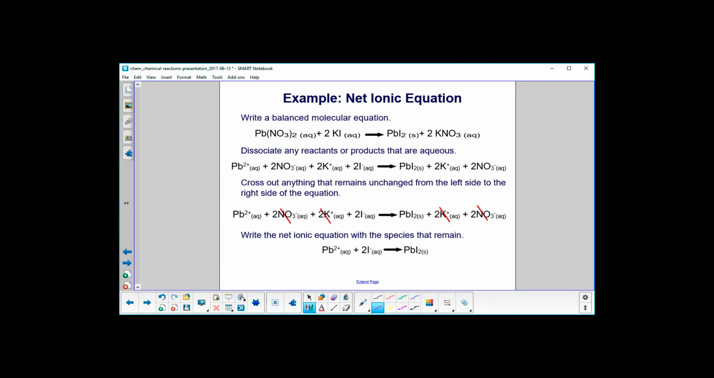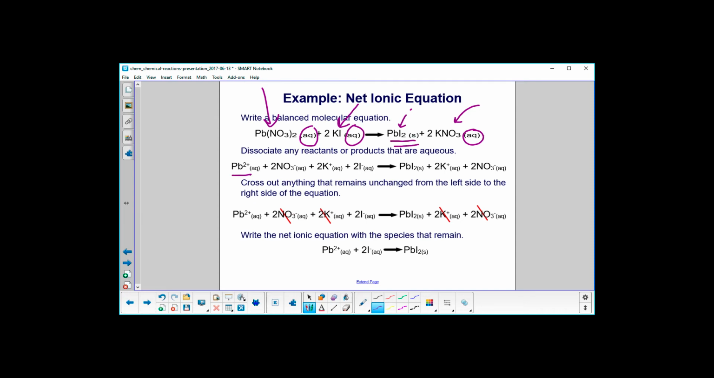Here's a worked out example. We have lead nitrate plus potassium iodide, both in aqueous solution, turns into lead iodide, which is the precipitate, a solid, and then we have this aqueous solution here, potassium nitrate. So the first thing we do is take anybody who's aqueous, and that's everybody except here, and dissociate them.